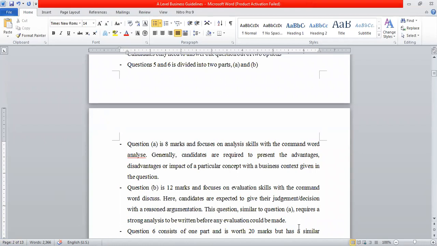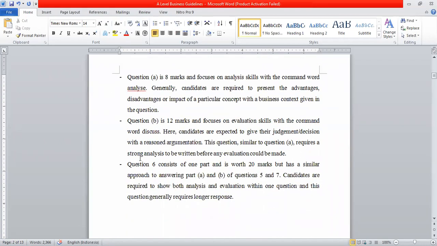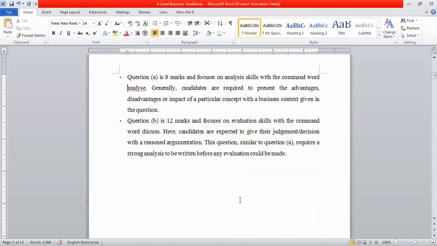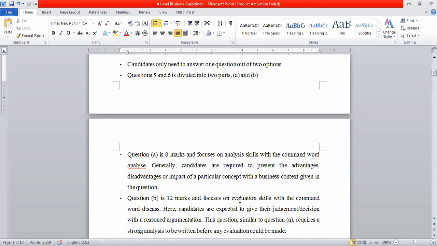While this one on the bottom, we have question 6 consisting of one part. We will not have this because we only have 2 options for the new syllabus, which is question 5 or question 6. We no longer have 3 options. Okay, so that is for part B. We have 2 options. We choose one.